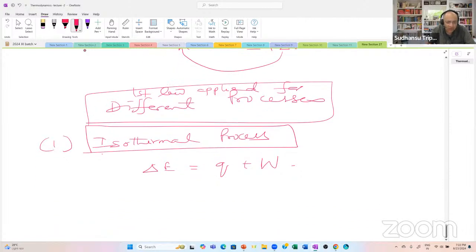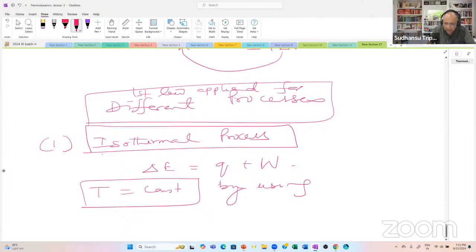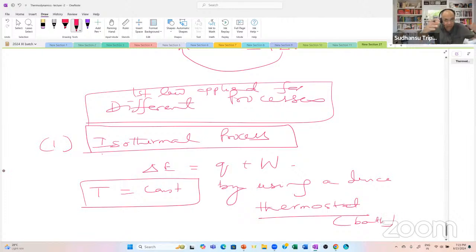So in an isothermal process, temperature remains constant throughout the process. Whether it is expansion or compression or a chemical change, temperature remains constant by using a device called a thermostat, an electronic device. It is a bath containing water, but having an electronic thermistor, that is called a thermostatic bath. All processes are carried out inside that thermostat.